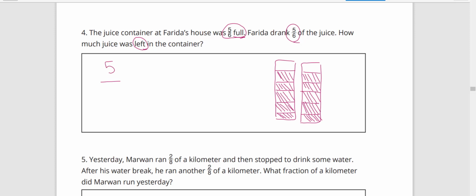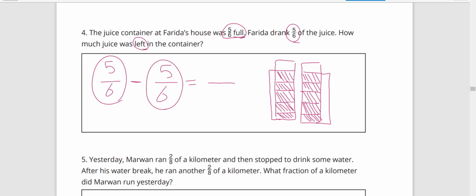First, 5 sixths subtract 5 sixths. The bottle was full with 5 sixths, and she drank 5 sixths. So we subtract 5 sixths from 5 sixths. We must write 6 in the denominator, and 5 minus 5 equals 0.